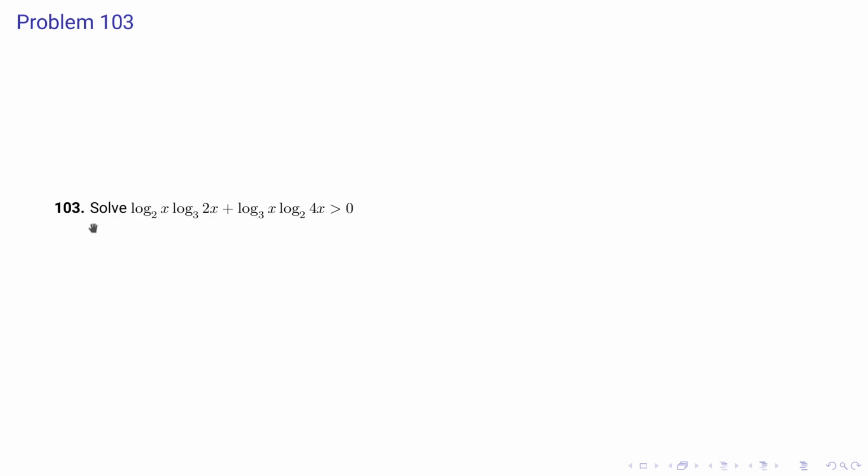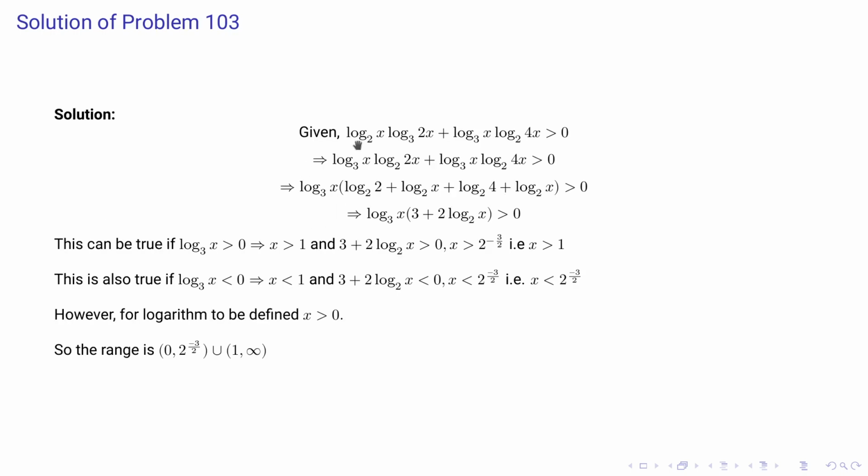Problem 103 says: solve log of x with base 2, log of 2x with base 3 plus log of x with base 3 into log of 4x with base 2 greater than 0. So here what we do is we exchange the base of the first two terms. So it becomes log of x with base 3, log of 2x with base 2 plus log of x with base 3 into log of 4x with base 2 greater than 0.